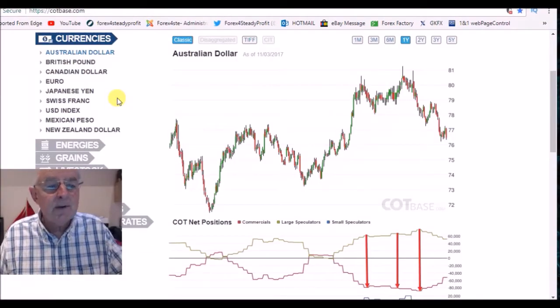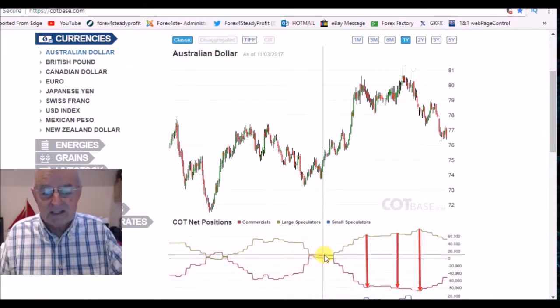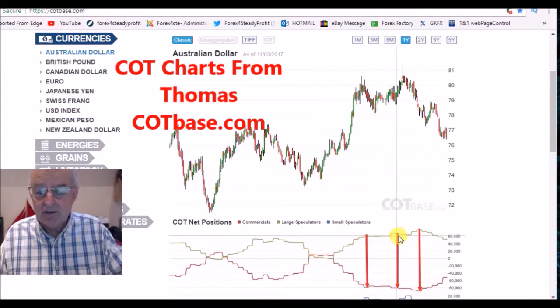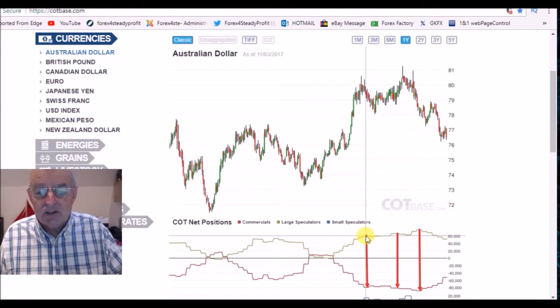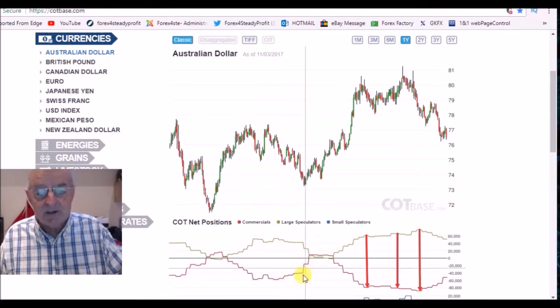Okay, this is the Commitment of Traders report in graph form. So as we can see the history and the positions of the commercials here in red and the speculators in green. And what we're looking for is the commercials to take an opposite position to the speculators in an extreme position. As you can see from the past, whenever this has happened, you've had a sell-off.